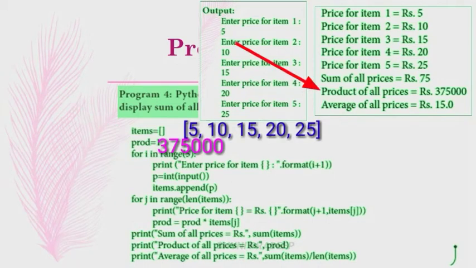3,75,000. It will be printed on the output screen. Next, print average of all prices. How will you calculate the average? Sum of items divided by length of items. Sum of items is what? 75. 75 divided by length of items, which is 5. So 75 divided by 5 is equal to 15. So average of all prices is equal to rupees 15. It will be printed on the output screen. So this is the output.